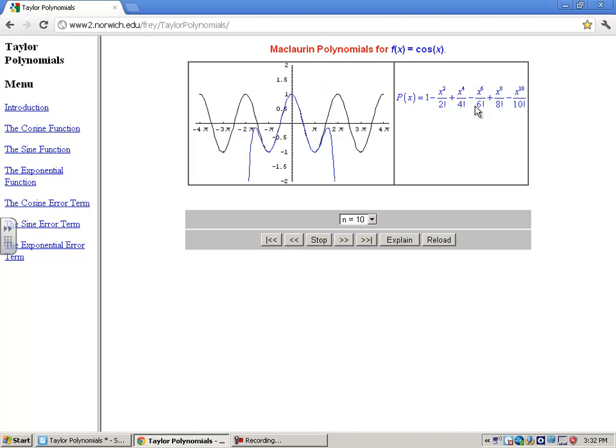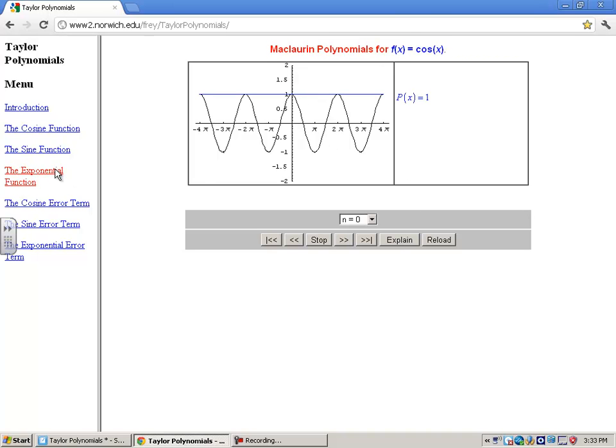So what I want you to see is as we add more and more terms onto the Taylor polynomial, the polynomial starts to converge onto the graph of cosine. And as a matter of fact, if we take this all the way out to infinity, we have a polynomial that will actually equal cosine x. So you can see we get out here to the 30th degree, and we almost matched it.